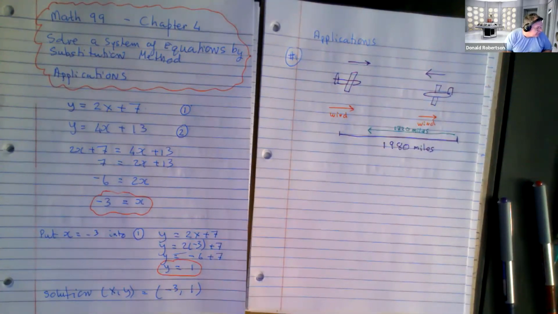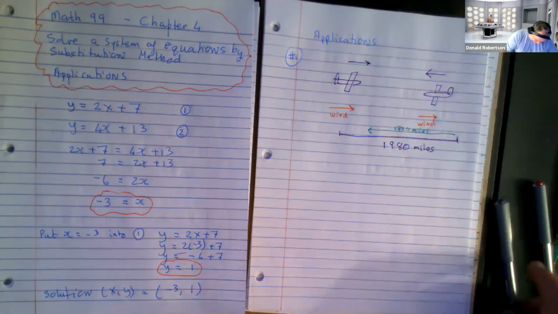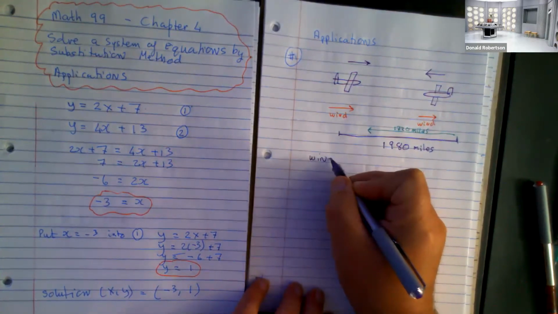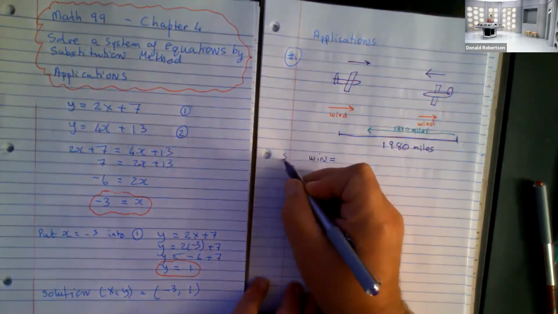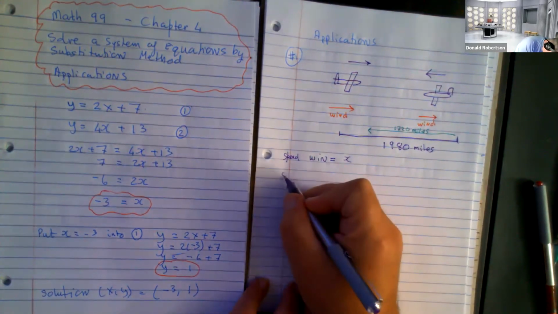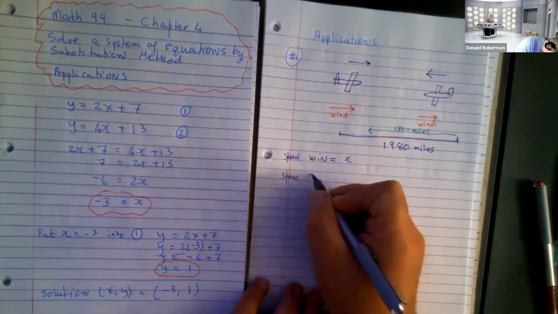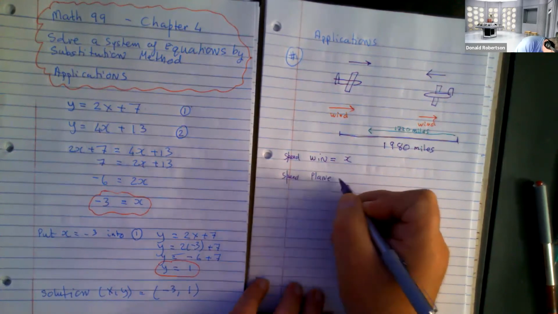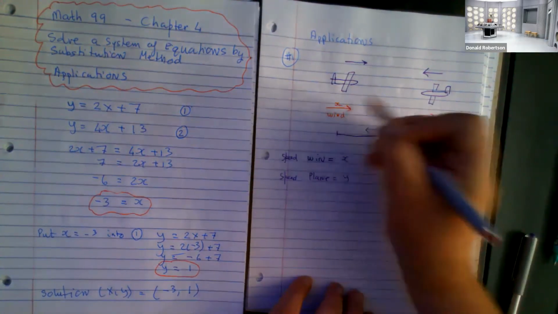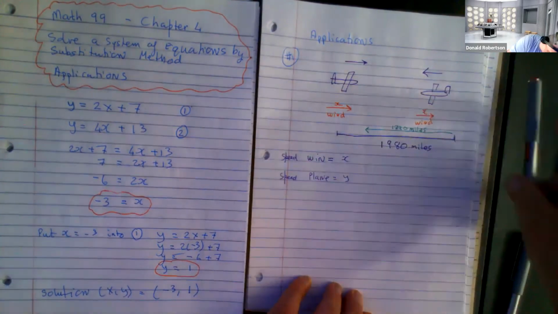The question is find the rate of the plane in calm air and find the rate of the wind. In other words, if the plane was flying and there was no wind blowing, what would its speed be? And what's the speed of the wind? Now that means I know what I'm trying to find. I'm going to make the speed of the wind be called x. And I'm going to make the speed of the plane if it was flying in still air be y. So you can imagine this is x and this is y.